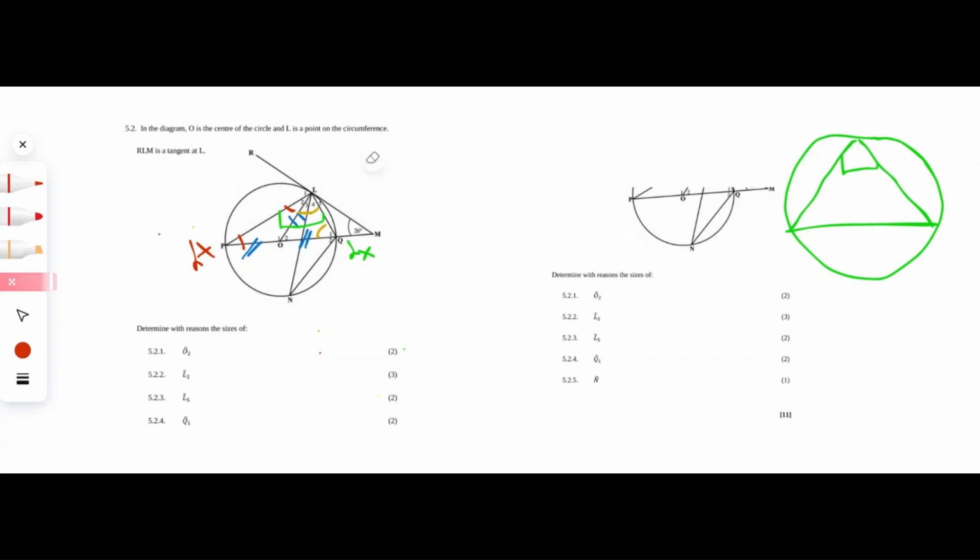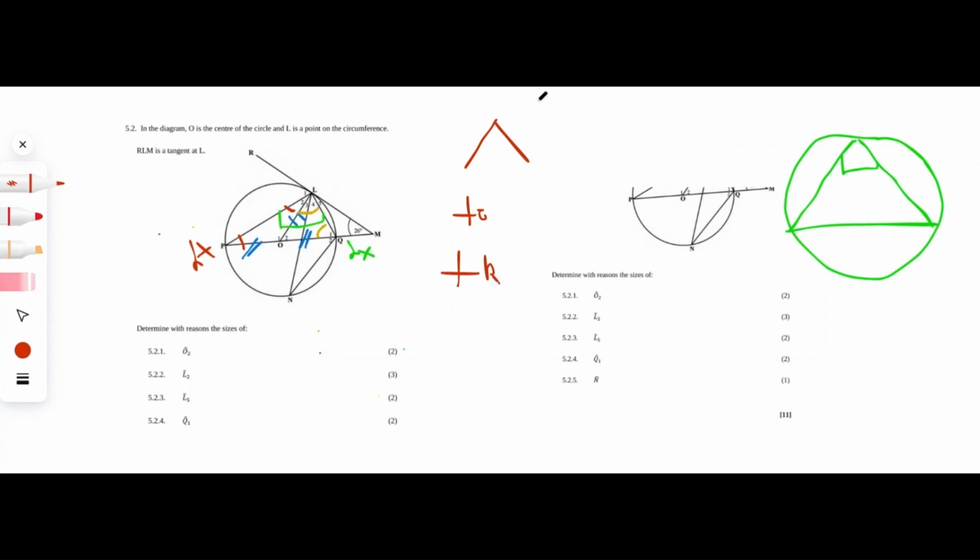Let's continue on. What about RLM? They tell us that RLM is a tangent. We're going to write down all the theorems that are applicable to our tangent. Okay. So we have tangent from the same point. We have tan chord. We have tangent perpendicular to radius.